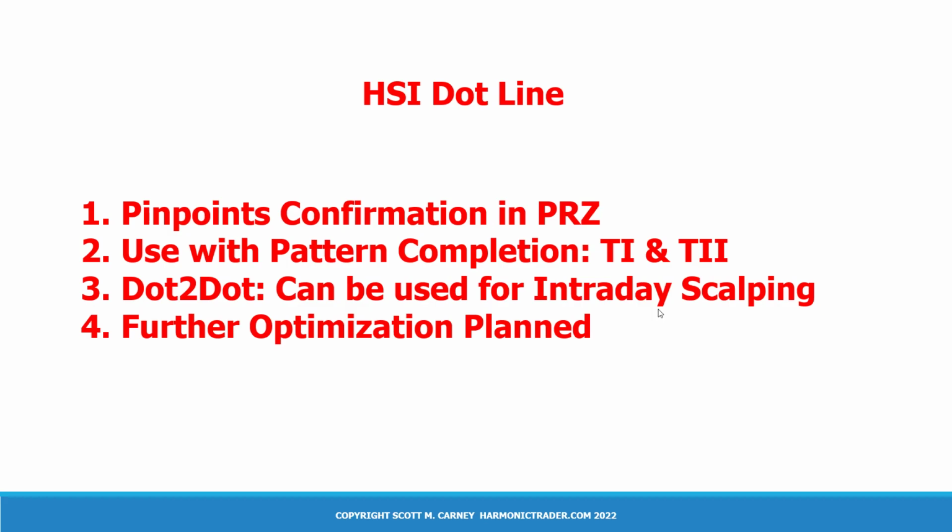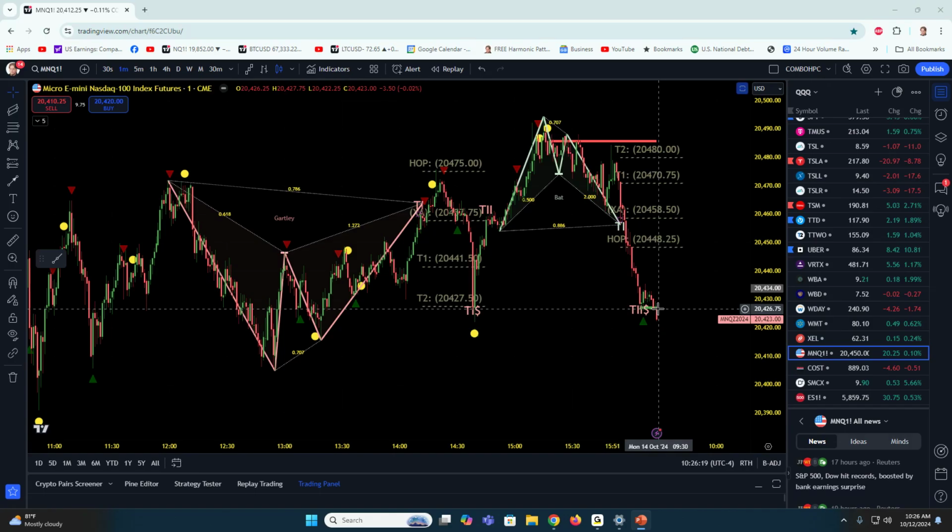First, mainly we're going to be pinpointing confirmation in the PRZ, so we want to use this for now mostly with pattern completion, T1 or T2 designations on the software. And then we can also look at some dot-to-dot action where we look at intraday scalping techniques, basically looking for intraday swings, temporary bias. Certainly there is further optimization planned.